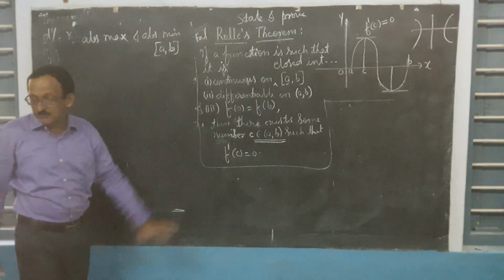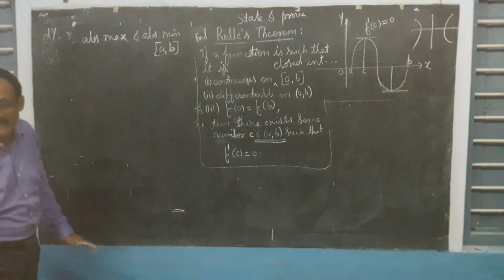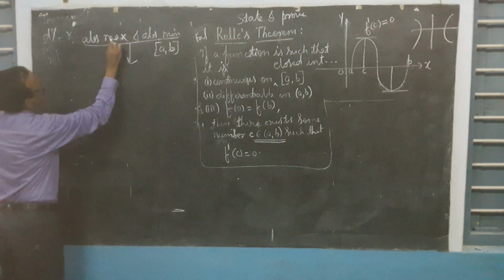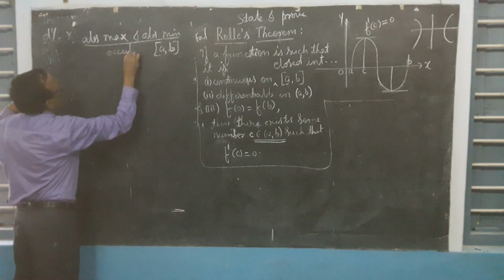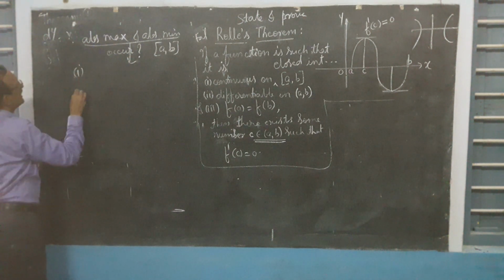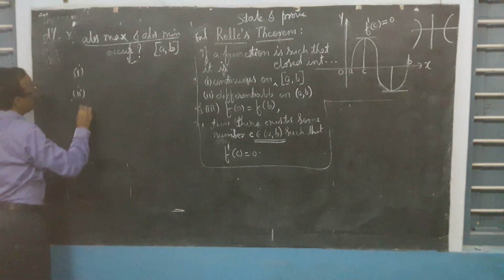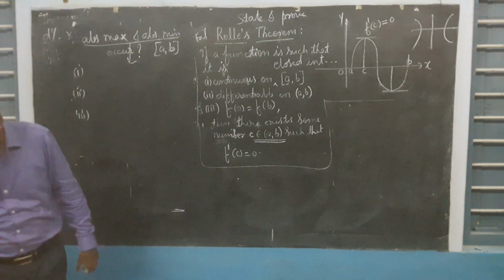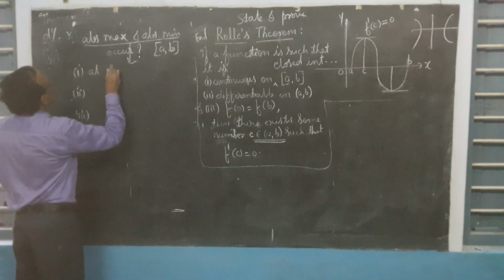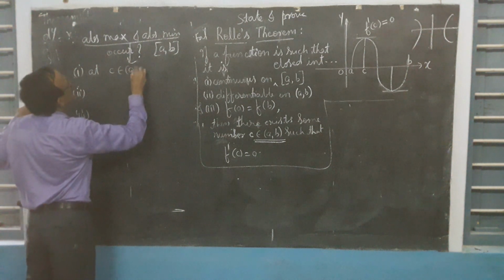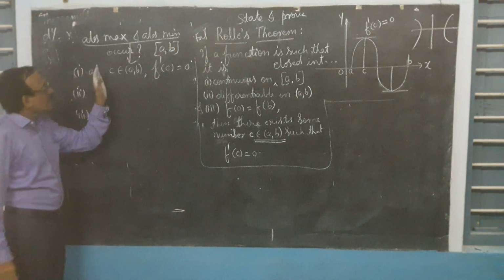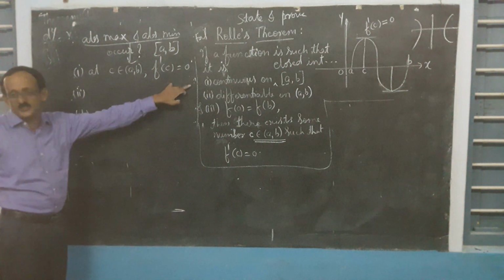Fine. Where can the absolute maximum and absolute minimum values occur? I have three possibilities before me. The first one: the value may occur at some point c in the open interval AB, at which f dash c is 0. Right? At some point c between a and b for which the derivative is 0.